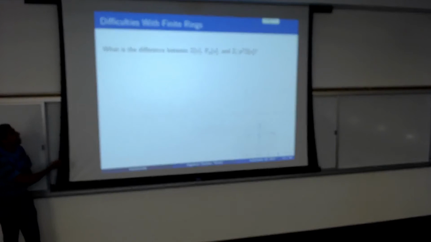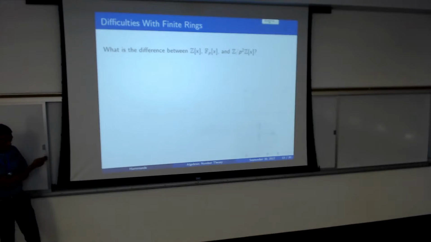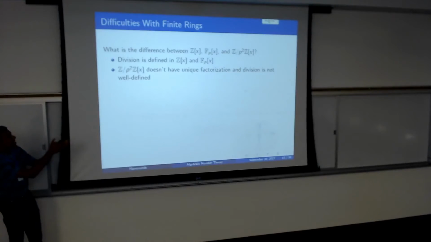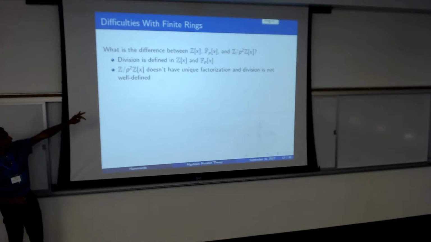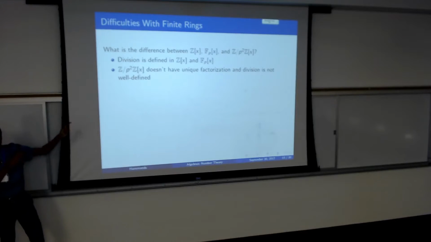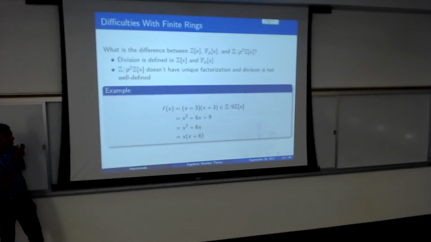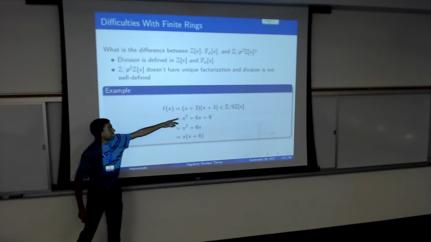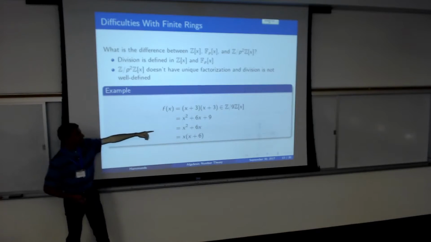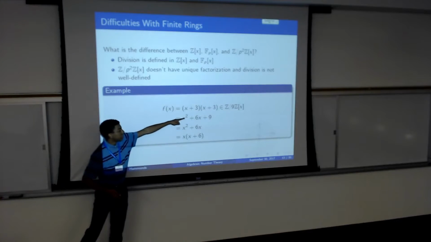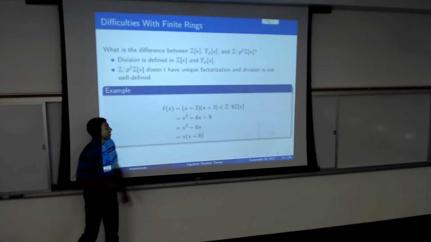So we should talk more about some of the difficulties. What is the difference between all these things? The key difference is that division is defined in Z adjoin x and F_p adjoin x. But when we go into Z mod p squared, we lose unique factorization. The easy way to see this is with an example. Usually when we work with the integers, x plus 3, that's all it is. That's all it can be, right? But there's another way to think about it: if you expand it and reduce it mod 9, then you have a different factorization. So these factorizations are not unique, and you can run into some problems.